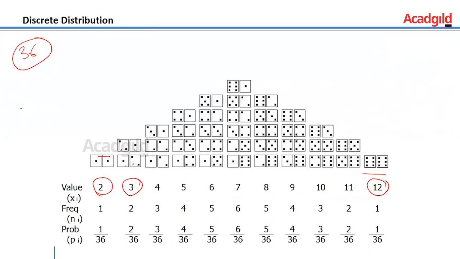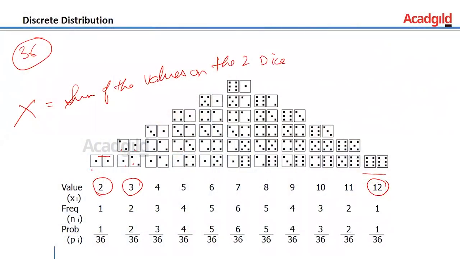What is my random variable over here? Random variable is the sum of the values on the two dice. Is it known beforehand what it would come? No. Is it a real value? Yes. Does it have probability attached to it? Yes. Okay. What's my sample space? All this over here, this Pascal triangle kind of stuff is my sample space.